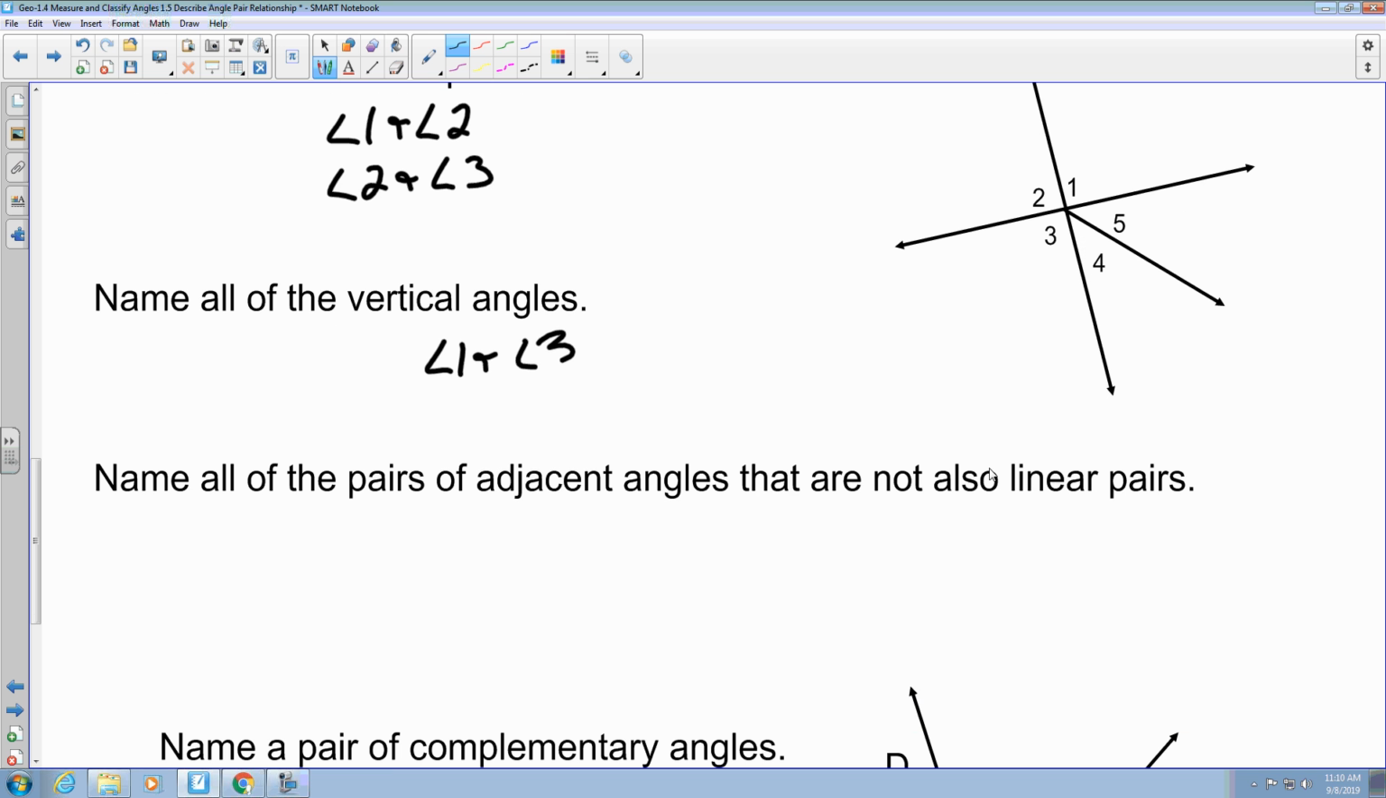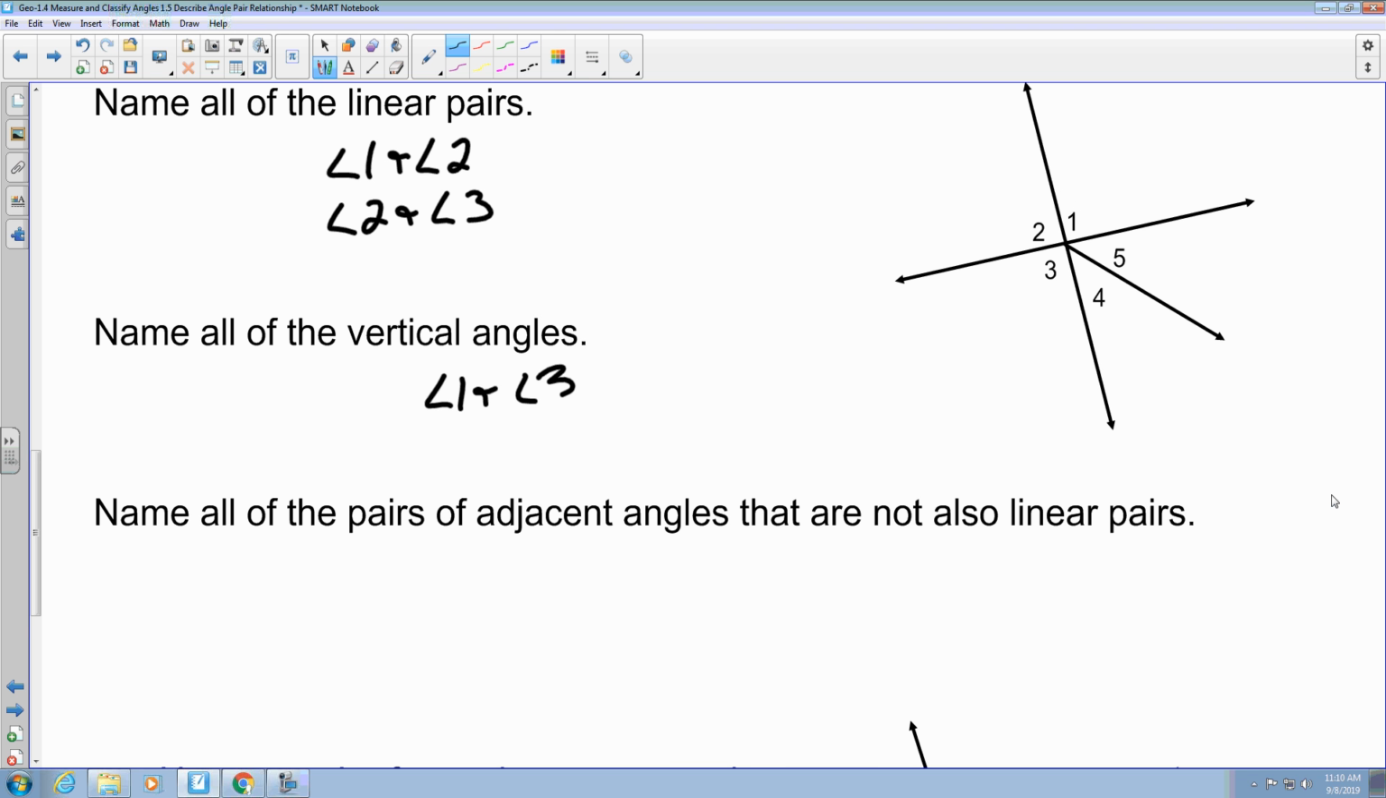All right, here they want us to name all of the adjacent angles that are not also linear pairs. So you can say that angles 1 and 5 are adjacent angles. They're not a linear pair. You could say that angle 5 and angle 4 are adjacent angles and not a linear pair. We could say that angles 4 and 3 are adjacent angles that are also not a linear pair.